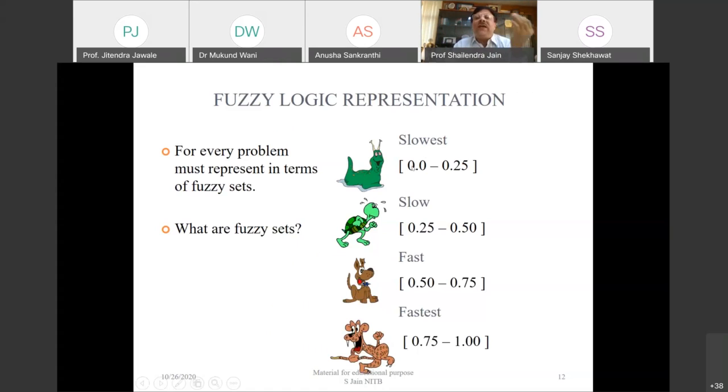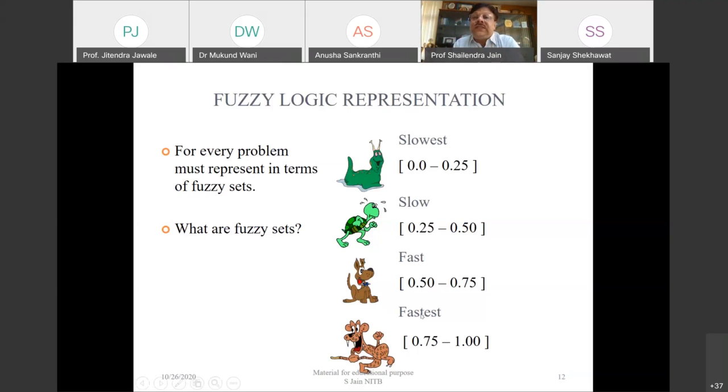So let's see, for a bullock cart, 0 to 5 kilometer per hour. For a bicycle, maybe 0 to 15 kilometer per hour. For a motorcycle, 0 to 60 kilometer per hour. For a car, 0 to 100 or 120 kilometer per hour. So definitely now the definition has changed. Instead of slow and fast, I have slowest and fastest.